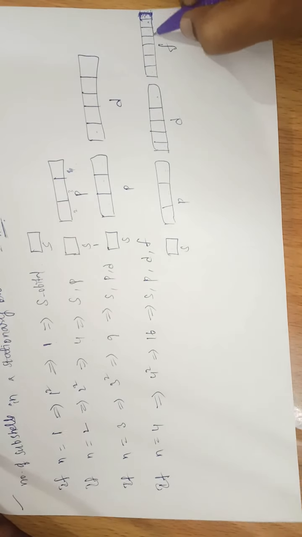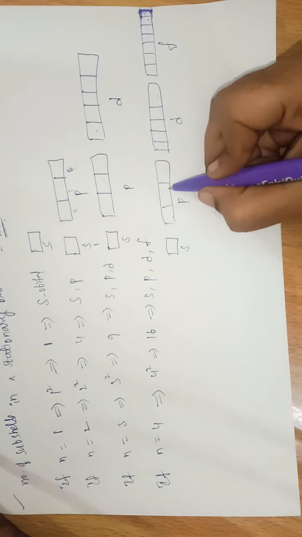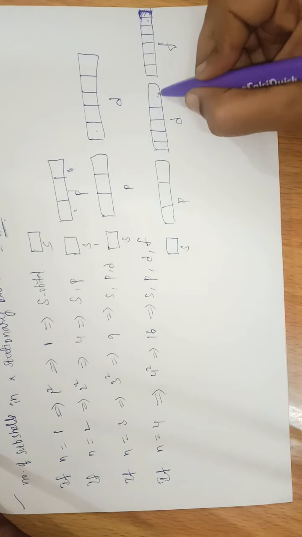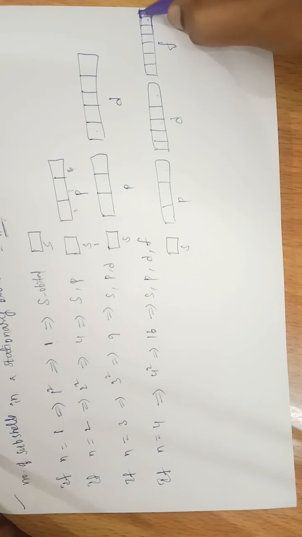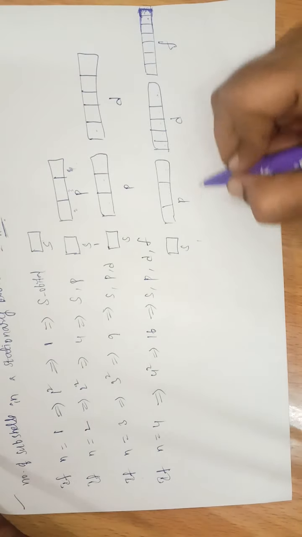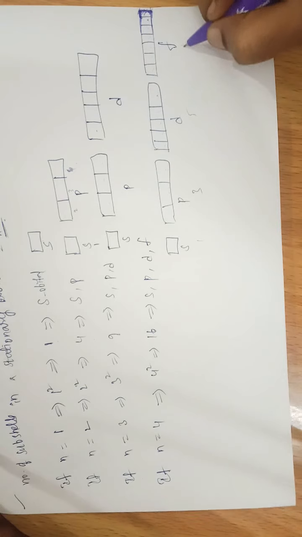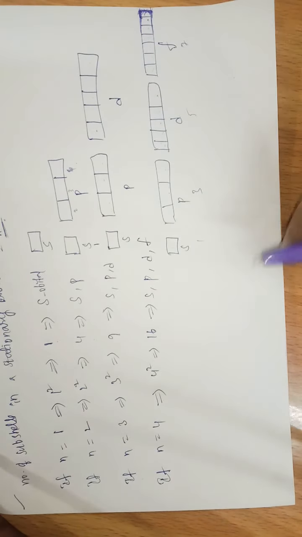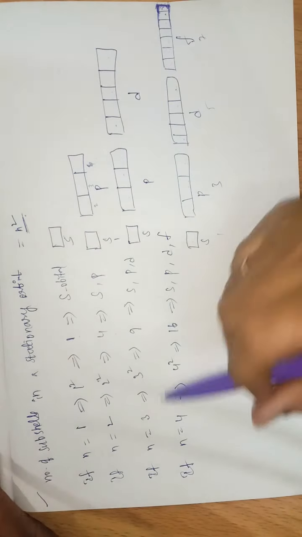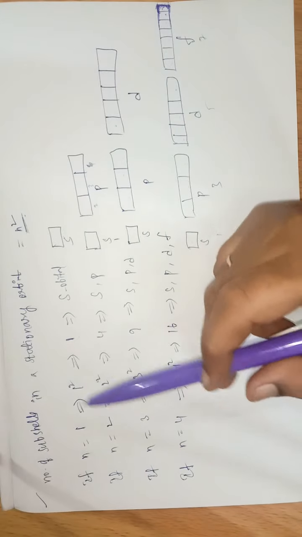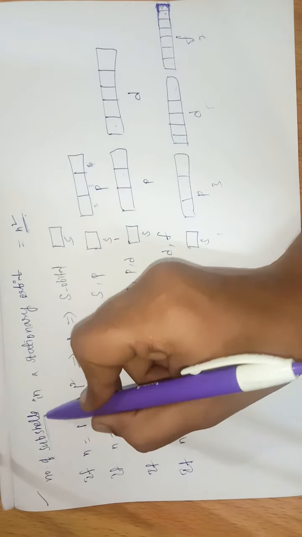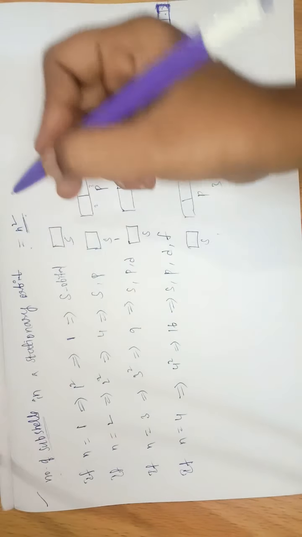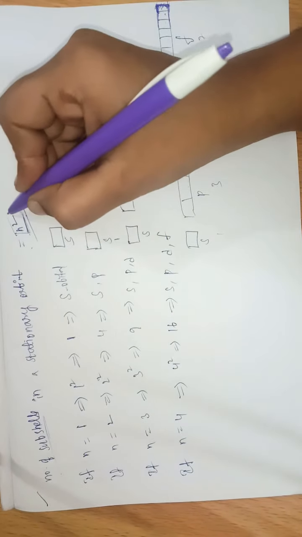You can count as 1, 2, 3, 4, 5, 6, 7, 8, 9, 10, 11, 12, 13, 14, 15 and 16. And 1, 3, 5 and 7. You can count like this. So you can happily determine the number of subshells in a stationary orbit by using this n square formula.